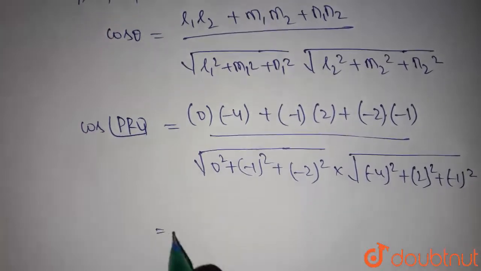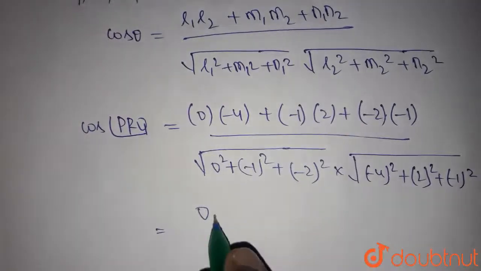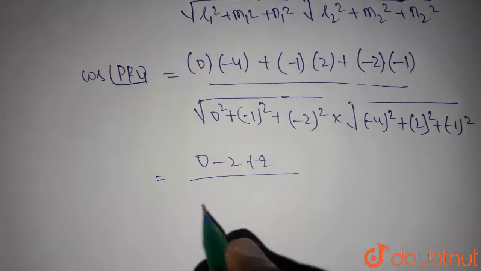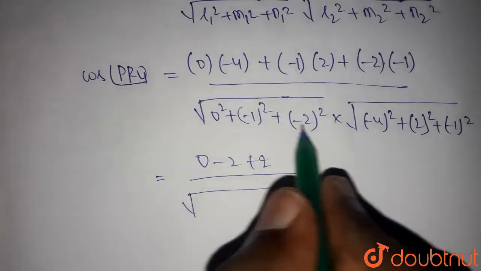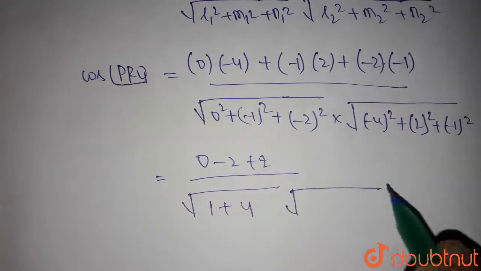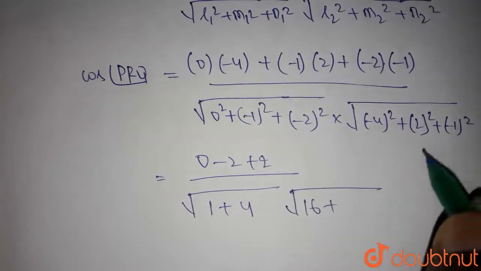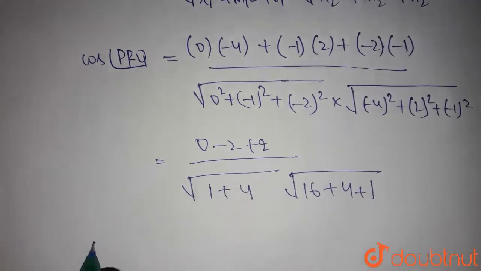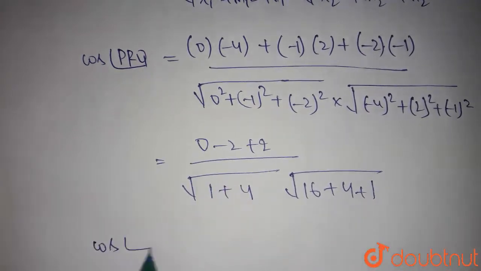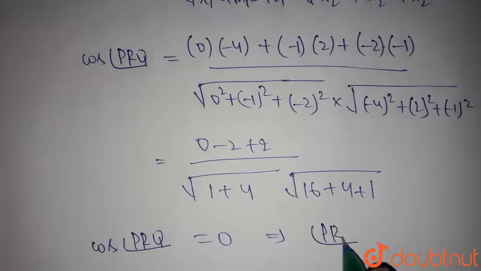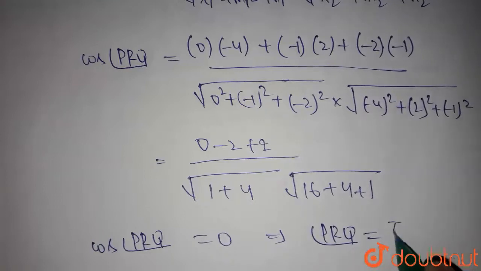Okay, by solving this we get 0 minus 2 plus 2 divided by root over 1 square is 1, 2 square is 4, into root over minus 4 square is 16, 2 square is 4, 1 square is 1. In the numerator we get 0. So cos of angle PRQ is equal to 0, then angle PRQ becomes pi by 2, which is nothing but 90 degrees.